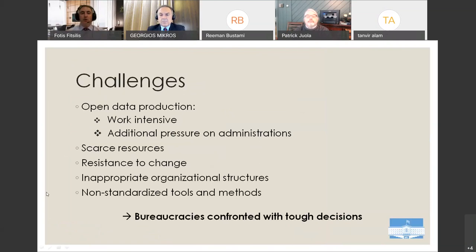Challenges. Now, when it comes to open data production, we can all understand that it can be work intensive, because administrations are used to operate in a certain way. One needs to apply a lot of energy to make administrations work differently, and this puts additional pressure on it. This does not work well with generally scarce resources that administrations have at their disposal. And do not forget, please, that there is always immense resistance to change when it comes to public administration.